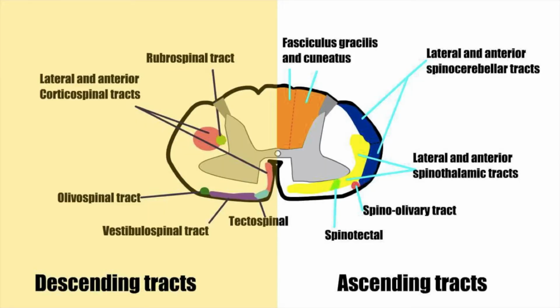To summarize, you have descending tracts on the left side, ascending tracts on the right side. The descending tracts would be primarily lateral and anterior corticospinal tracts, rubrospinal tract, olivospinal tract, vestibulospinal tract, tectospinal tract. And the ascending fibers would be fasciculus gracilis and cuneatus posteriorly, lateral and anterior spinocerebellar tracts laterally, lateral and anterior spinothalamic tracts, spino-olivary tract, spinotectal tract, reticulospinal tract.